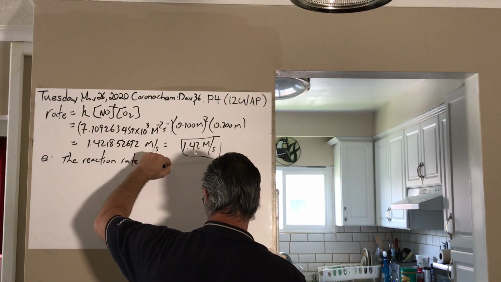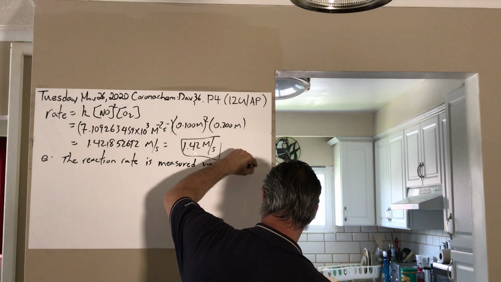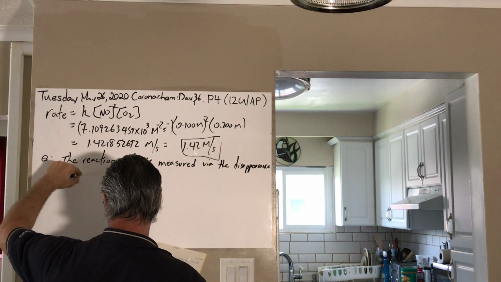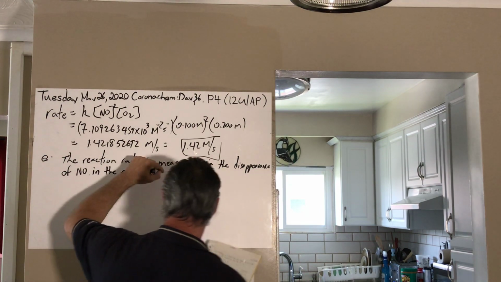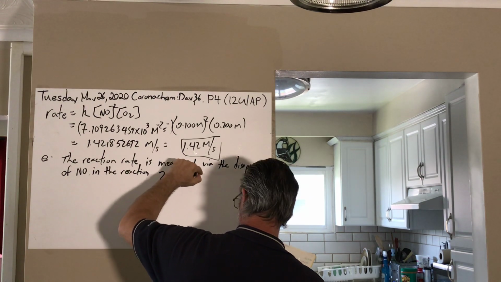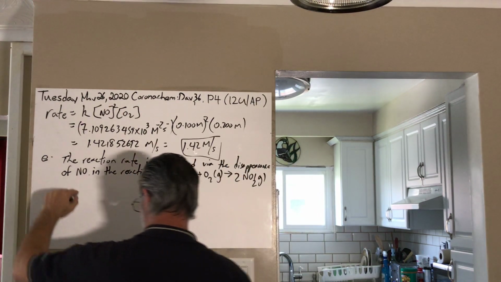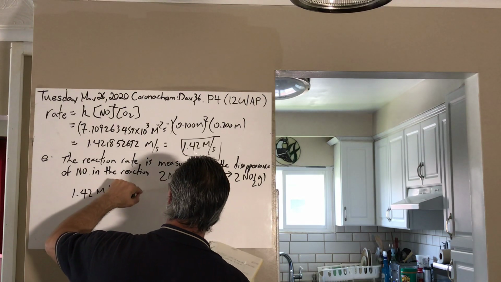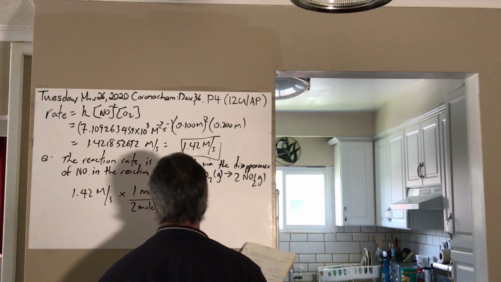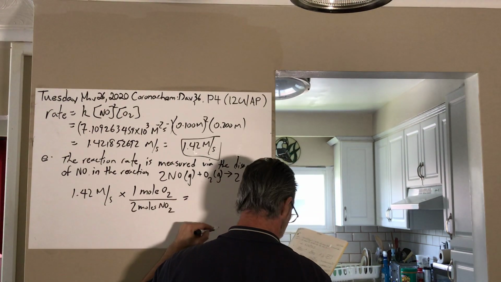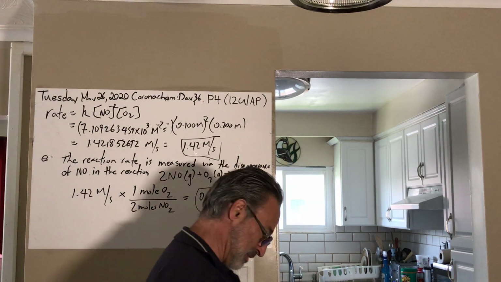Your reaction rate is measured via the disappearance of NO in the reaction. So this is the reaction: 2 nitrogen monoxide gas plus O2 gas yields 2 nitrogen dioxide gas. So if you have a rate of 1.42 molarities per second, and the stoichiometry is 1 mole of O2 disappearing for every 2 moles of NO2 appearing, that's the stoichiometry, 1 and 2, then you're going to get 0.71 molarities per second of O2, and that's your answer, as they would say in Quebec.